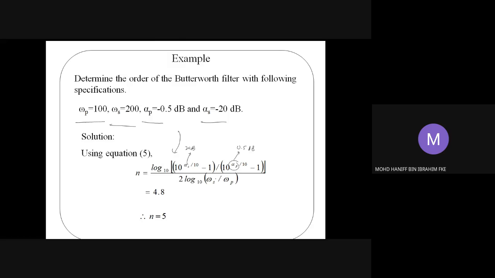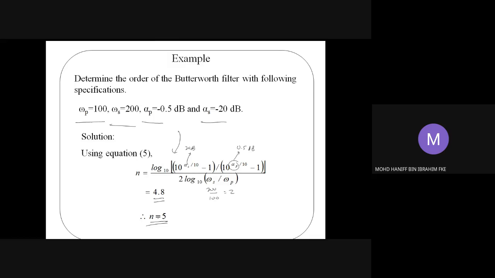Because it is a low pass filter, omega Sn is omega s over omega p. Omega s here equals 200, and omega p is 100. So we have 200 over 100, which equals 2. When we use the calculator, supposedly you're going to have n of 4.8, and rounding up, you're going to have n equals 5. That's how you calculate the filter order n based on the given formulations.